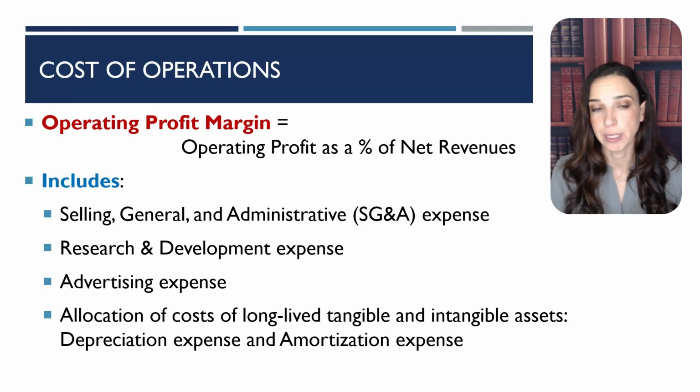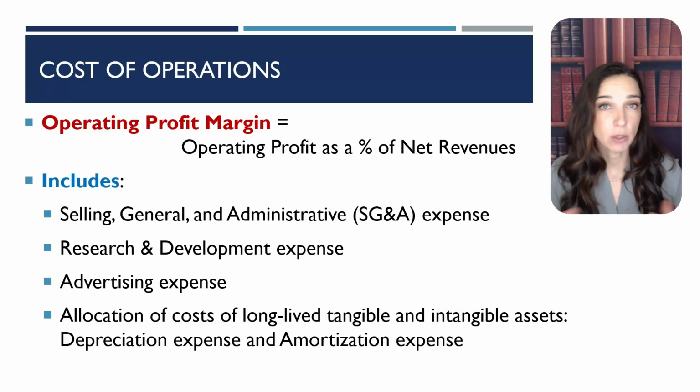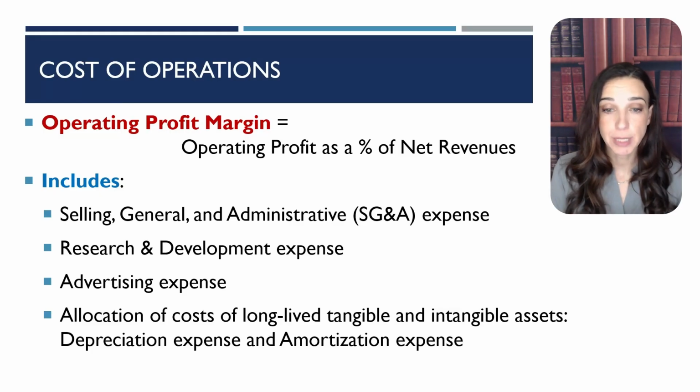And also in operating expenses, we will have the allocation of the costs of our long-lived tangible and long-lived intangible assets. If we're buying assets with finite useful lives, those things would be reflected as assets on the balance sheet at the moment that we buy them. But then over the period of usage, we will allocate the cost of those assets to be recognized as depreciation expense for tangible assets and amortization expense for intangible assets.